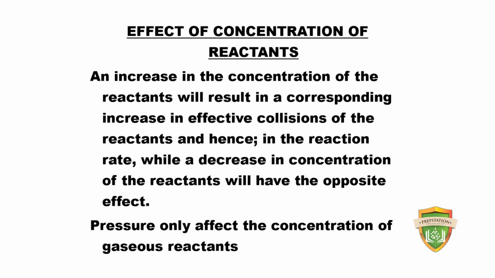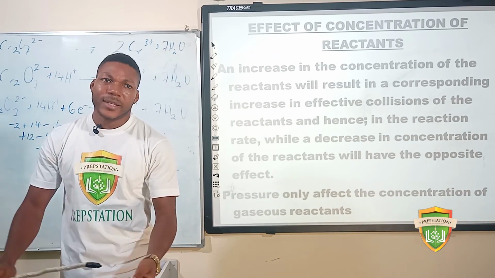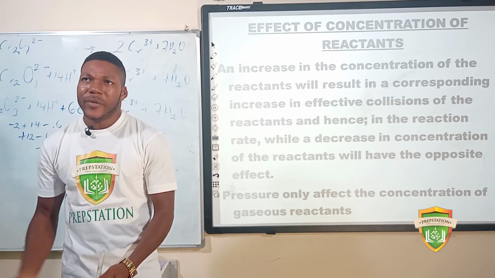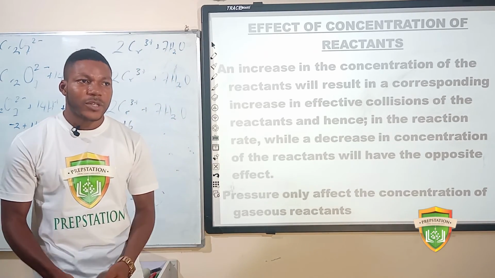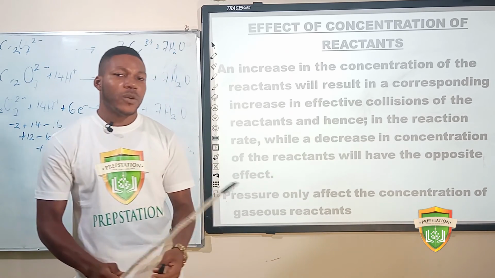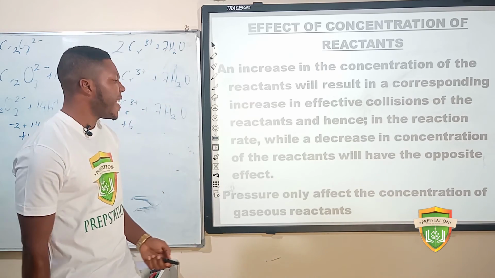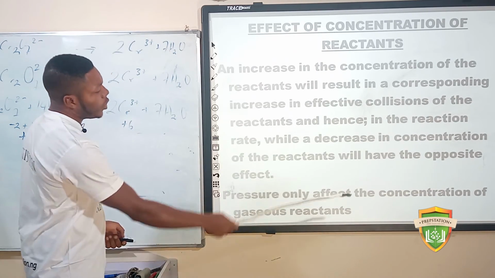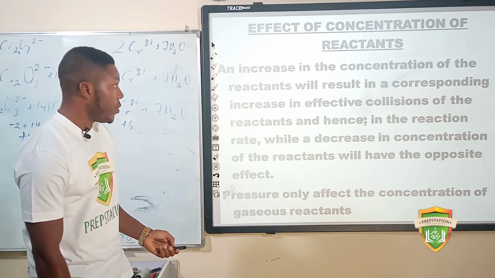opposite effects. So in any chemical reaction, when there is an increase in the reactants, there is a speed-up in the chemical reaction. The rate of the reaction increases because there is more energy for the colliding particles to collide together. But pressure only affects gaseous substances in a chemical equation.